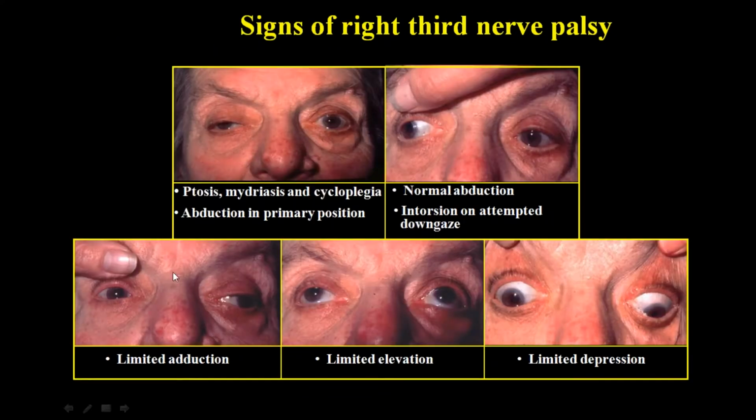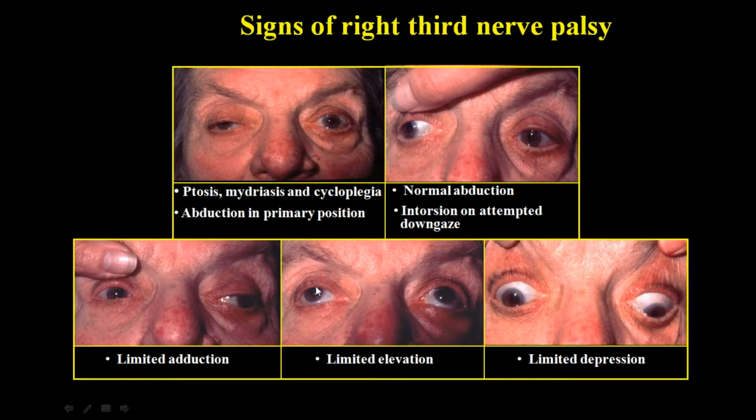Now, if you see the clinical features of third nerve palsy, you can see the eyelid is drooping here in the right eye. That is called ptosis. There is mydriasis here. The pupil is well dilated as compared to the left eye, and the eye is moved outwards because of the action of the lateral rectus.